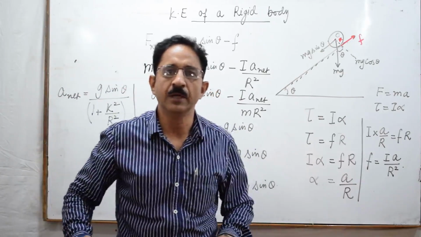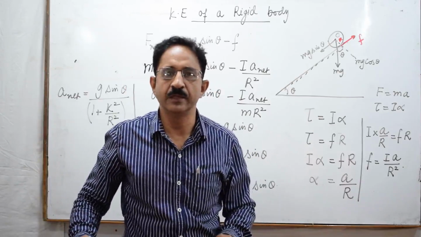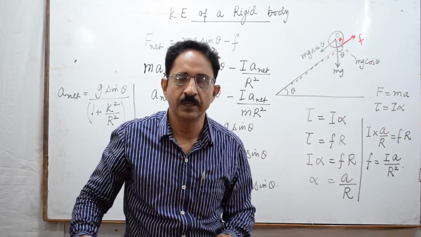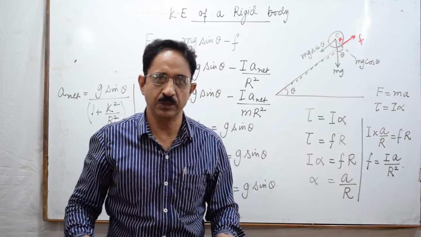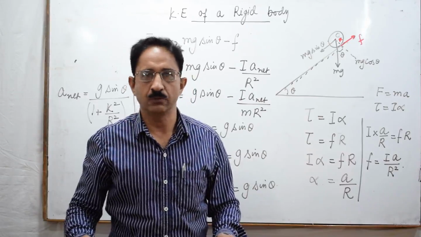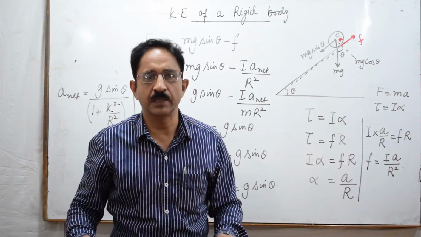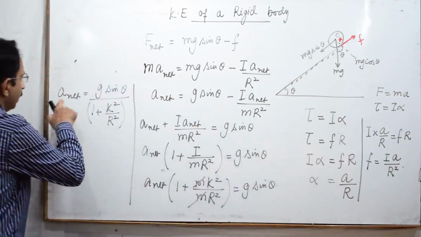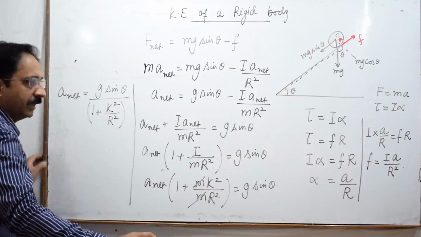So what you see further is that, with this expression, initially when the body was dropped down in the form of a free fall, the acceleration due to gravity was g. Then when it slid on a frictionless incline, its acceleration got reduced. That reduced value was g sin theta, and that would become maximum, equal to g, if sin theta is equal to 1. When does sin theta become equal to 1? When theta is equal to 90 degrees. But now you see that this has further got reduced, because with friction coming in, the net acceleration has further got reduced, and that reduced value is given by a net equal to g sin theta divided by 1 plus k square by r square.